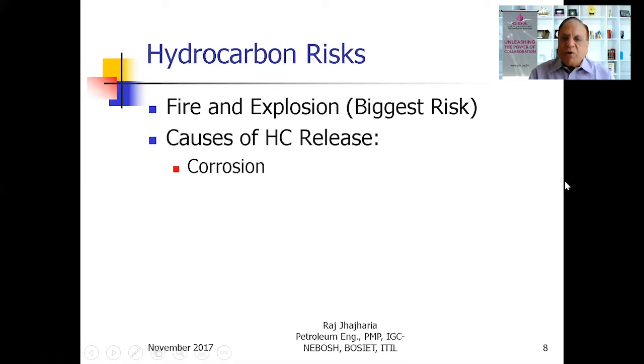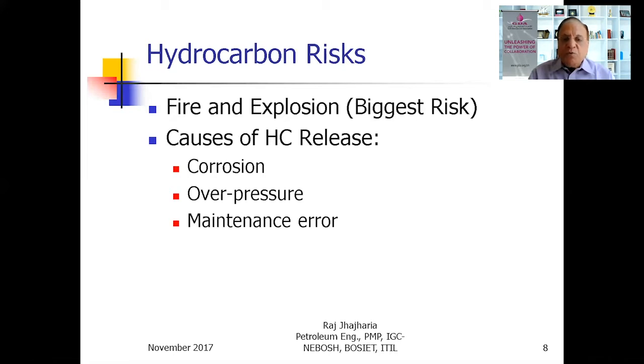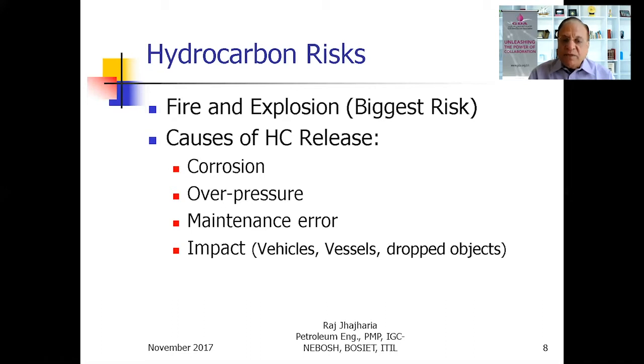The most important cause is corrosion. The vessel, the pipeline, any of those containers can get corroded because they are made out of metal. They could be subjected to overpressure. The pressure inside the vessel or pipe could be so high that it ruptures. Or you do not maintain it properly and you make an error in maintenance, and thereby also there is a leak. Or something strikes the vessel or pipeline, maybe some high power vehicle goes and strikes it, or something drops on it. So there is an impact, and due to that there may be a rupture.